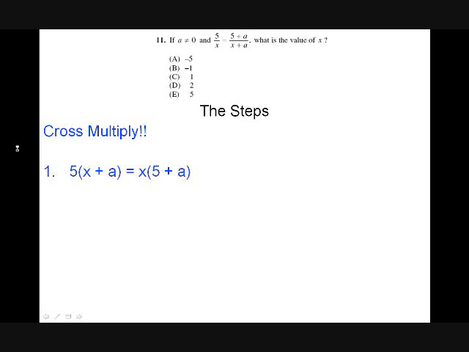In cross multiplying, we get 5 times x plus a is equal to x times 5 plus a. So when we get rid of those parentheses by multiplying that out, we get 5x plus 5a is equal to 5x plus xa. We subtract 5x from both sides, so the 5x's cancel out, and we get 5a is equal to xa. Well, the question is asking us for the value of x, so how do we isolate x? We simply divide by a. The a's cancel out, and we get 5 is equal to x. So your answer would be E, 5.